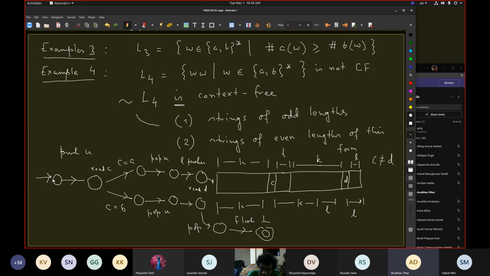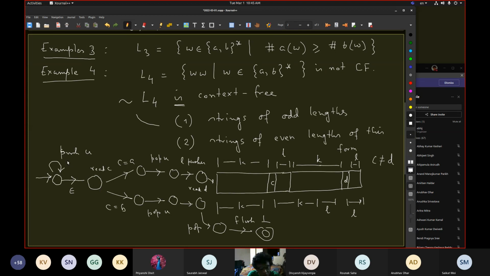Sir, can we, in the start state, keep a loop where it can read A or it can read B and it will insert the symbol U? Actually, I have done a bad thing here. This push should be a loop. And this is an epsilon transition. Then just make an epsilon transition, read C.